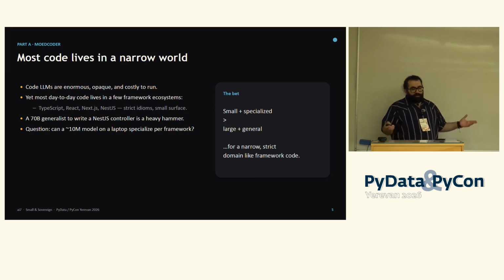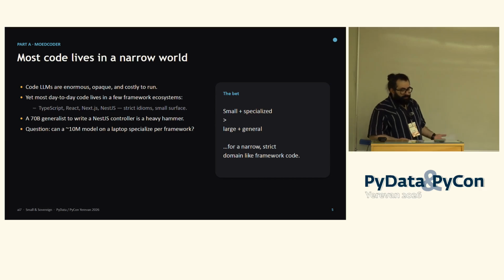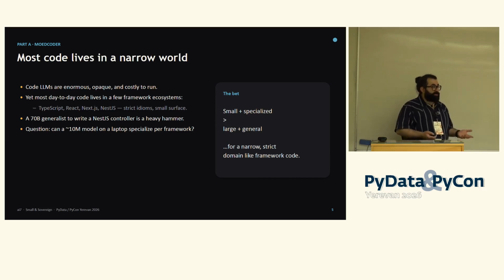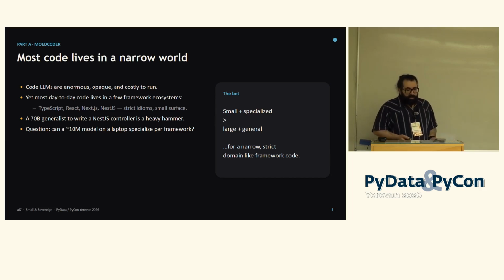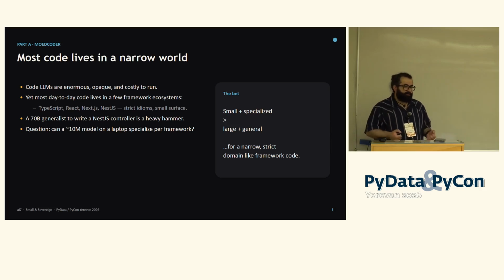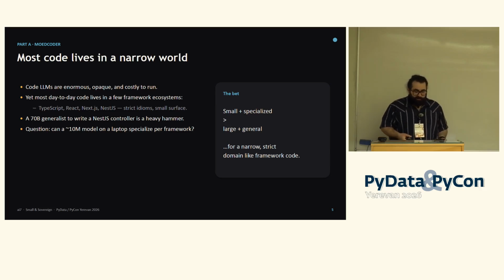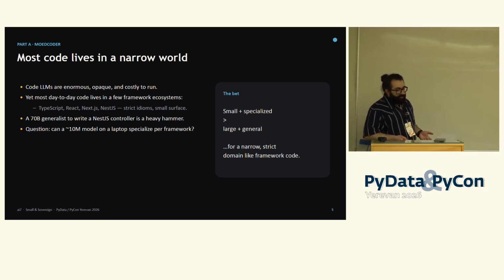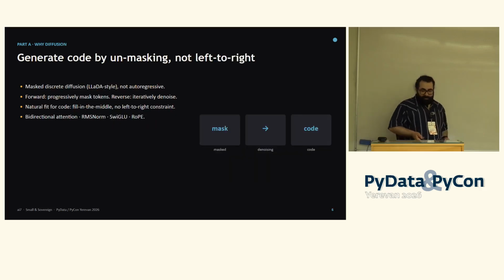So we know that most code lives in a narrow world, and code LLMs are enormous, opaque, and costly to run. The infrastructure to host them is pretty costly, and this experiment was targeted to accomplish front end and some backend development with TypeScript-native languages and its frameworks. So the question was, can a 10 million parameter model on a laptop specialize per framework?